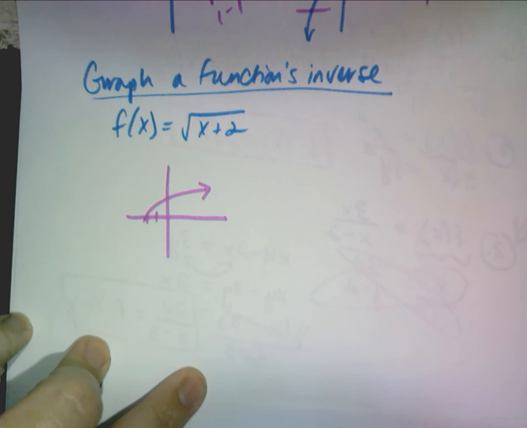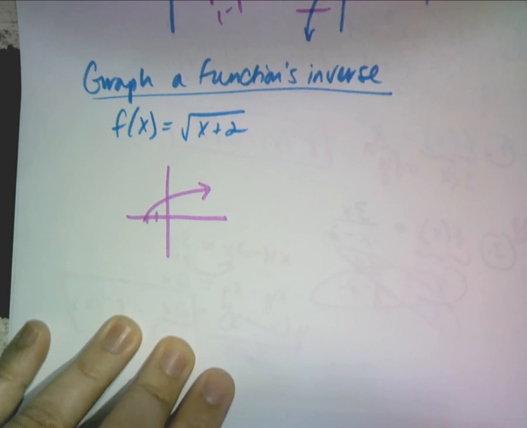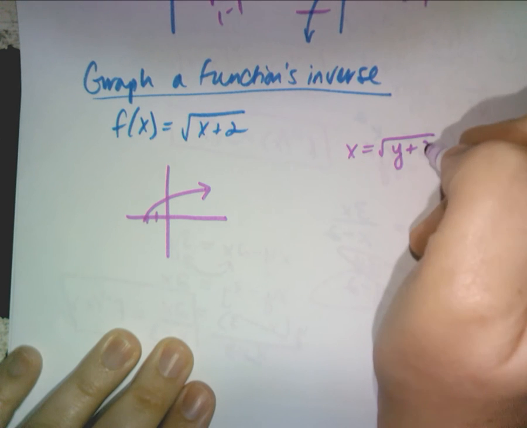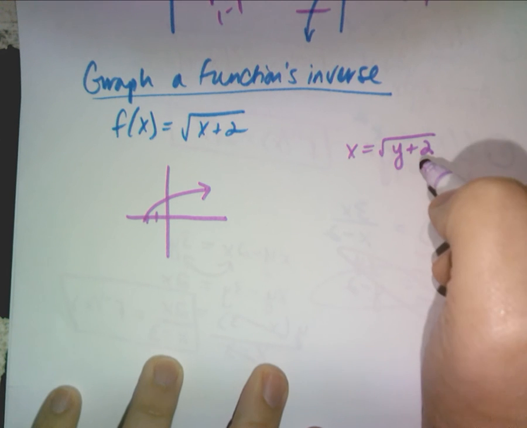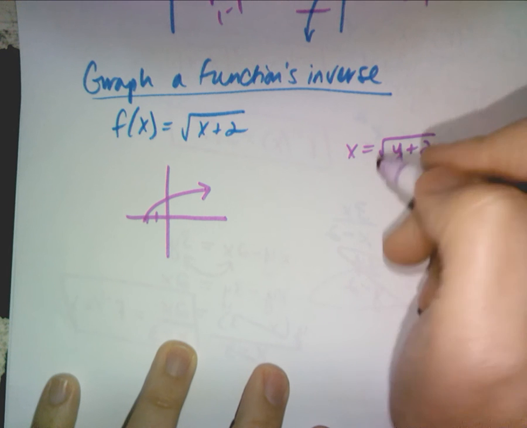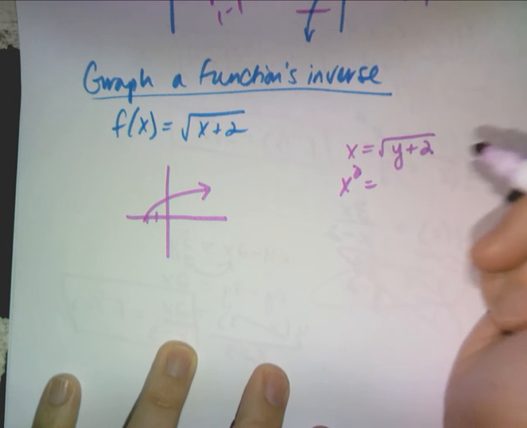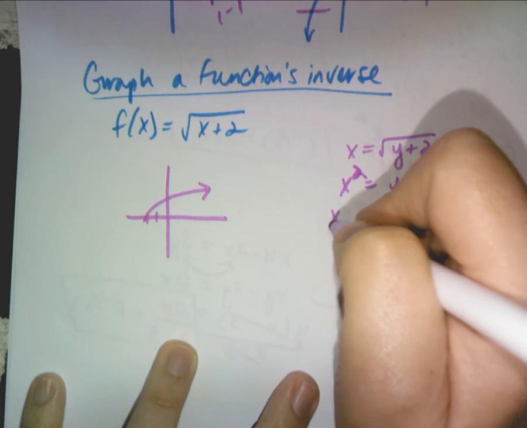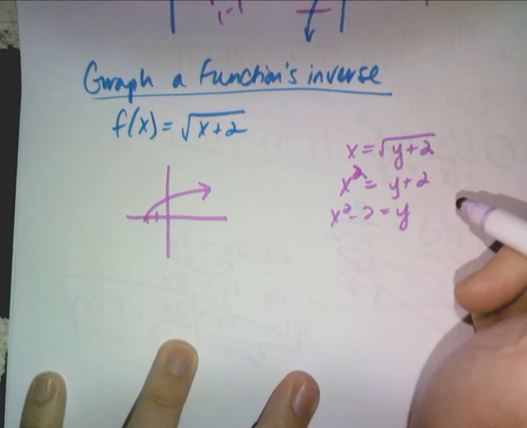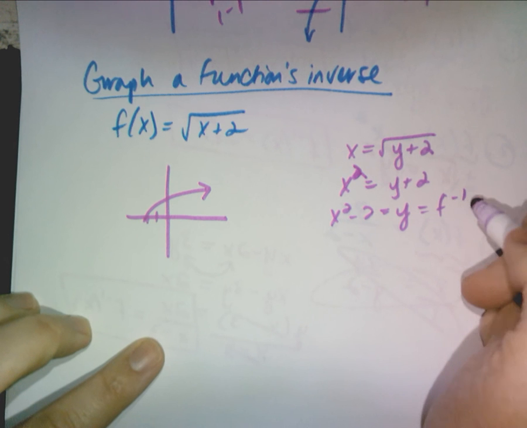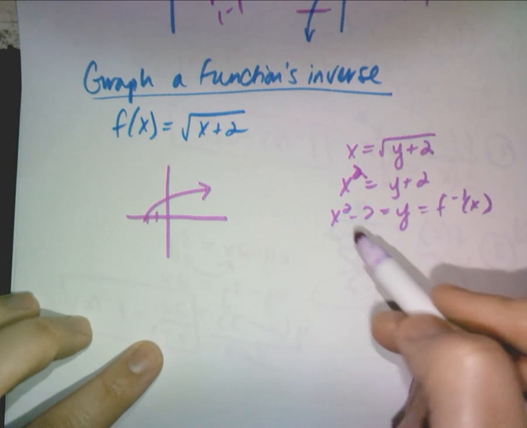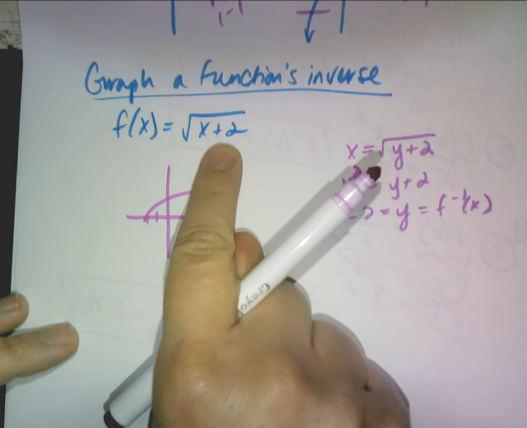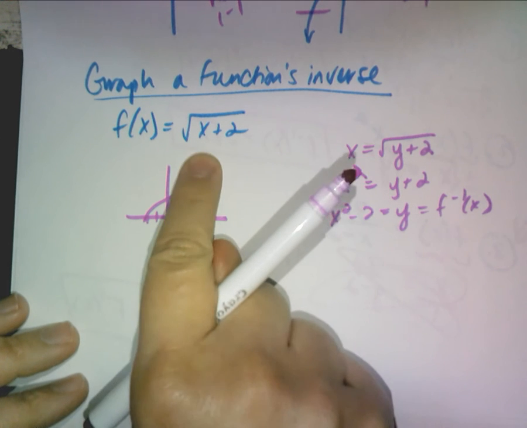When you go to find the inverse, you again switch your x and y. So this is x equals square root of y plus 2. And I would have to square both sides. And I get y plus 2. So x squared minus 2 equals y. So there's my inverse function. So this is a parabola, but we're restricted on this domain. So we're only going to actually draw half the parabola just because the domain is restricted.